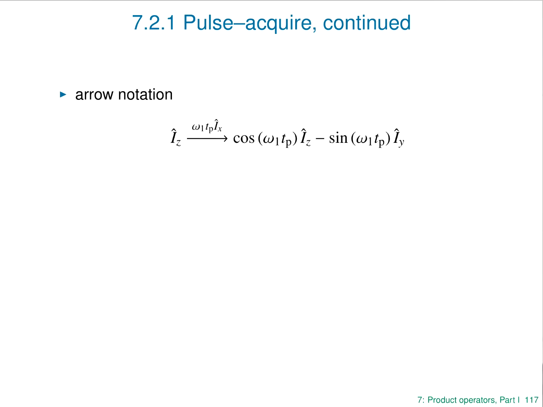Now, if you wanted to be a bit more condensed about that, you could write that in the following way in the arrow notation. Remember, we write rho 0 on the left, which was Iz. We write the Hamiltonian times time over the arrow. So the Hamiltonian was omega 1 Ix, and the time was Tp. And on the right, that's the solution we came up with. And again, if I use alpha as omega 1 Tp, you can just simplify it slightly to that.